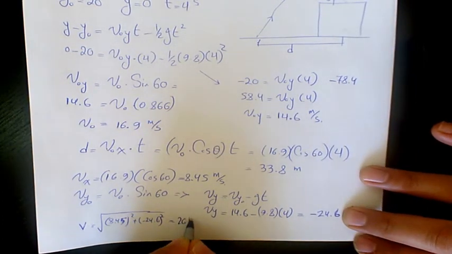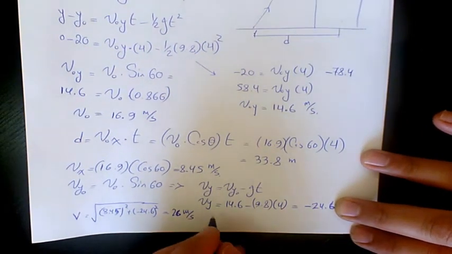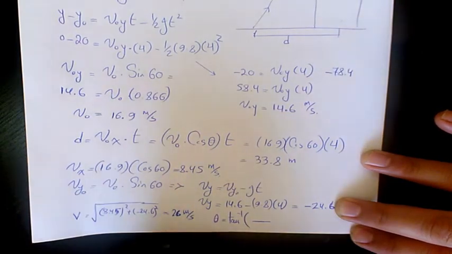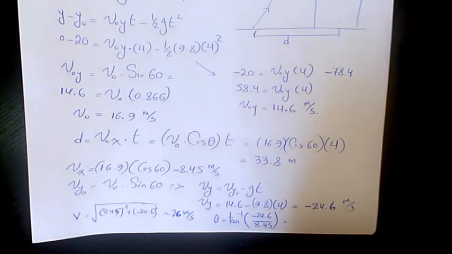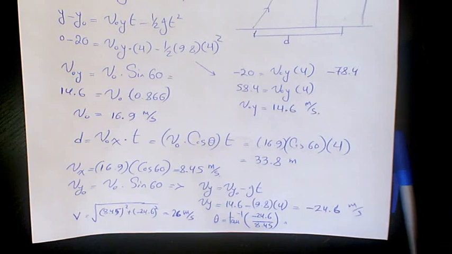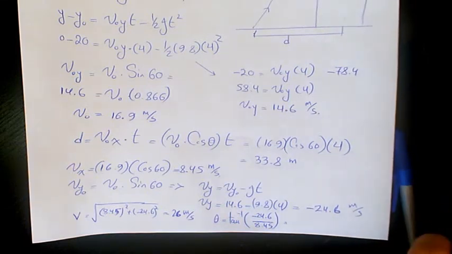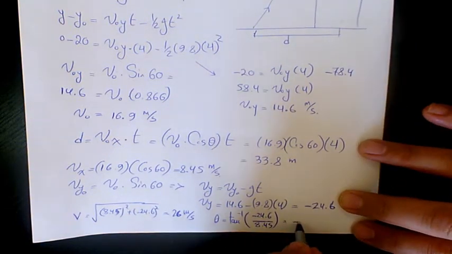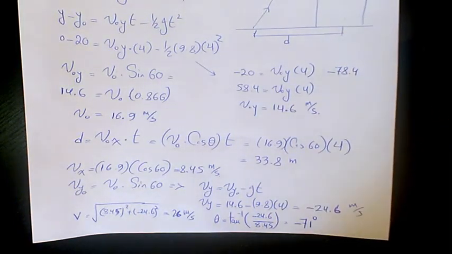26 meters per second. If you want to find out the angle, it's going to be tan inverse of Vy over Vx. Vy is negative 24.6. Vx is 8.45. And it's going to be negative 2.911. It's going to give you negative 71 degrees. So that's the final answer.